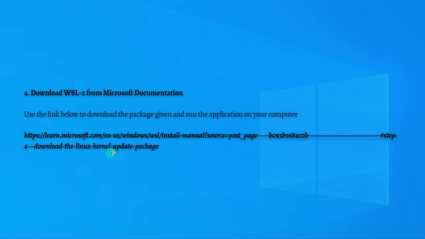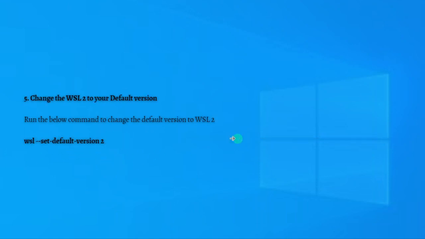And then after you've downloaded this one, change WSL2 to your default version. So run the command right here to change the default version to WSL2. And now you're good to go. So that's it. That's all that you need to do for it to be able to fix the problem with your Docker Desktop. So I hope this video helped you.